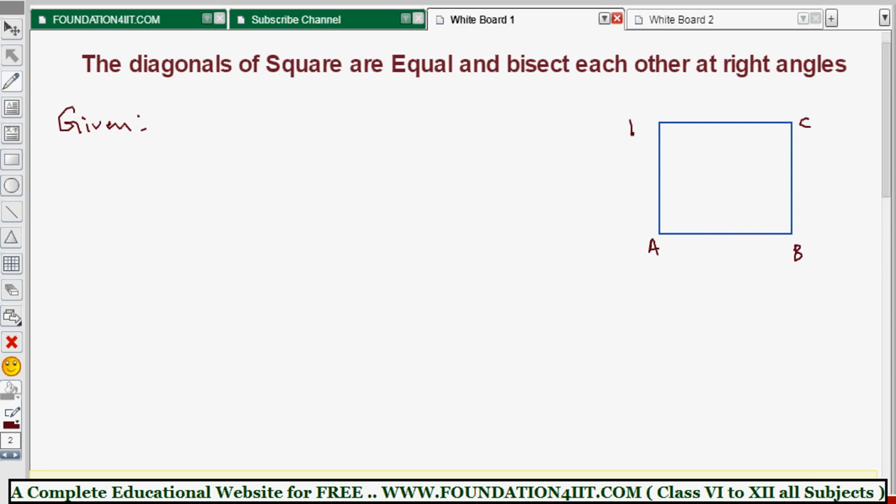ABCD. A square ABCD whose diagonals AC and BD intersect at O. That is a given. So from the statement, ABCD is a square, and joining of opposite vertices, that is AC and BD, AC, BD are the diagonals.